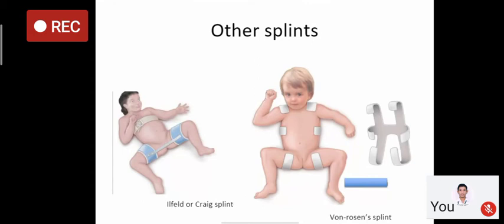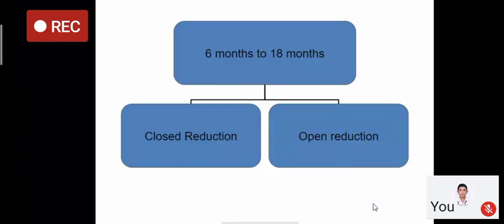This is the Craig splint, the von Rosen splint. These are the names usually asked. There are also other splints to maintain the position. After 6 to 18 months, either go for closed reduction or open reduction.